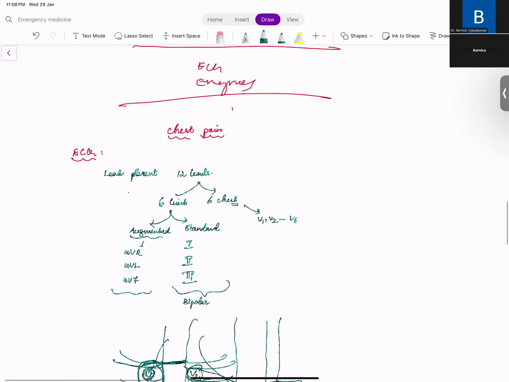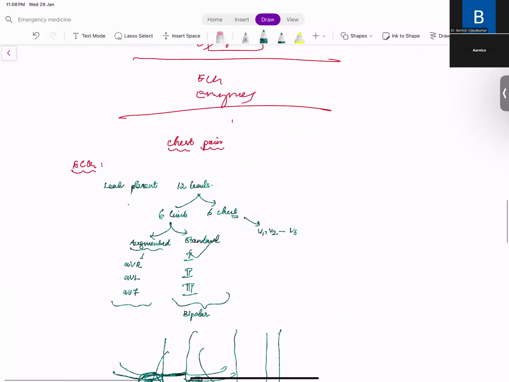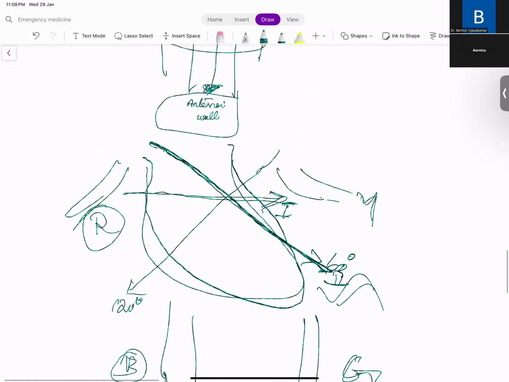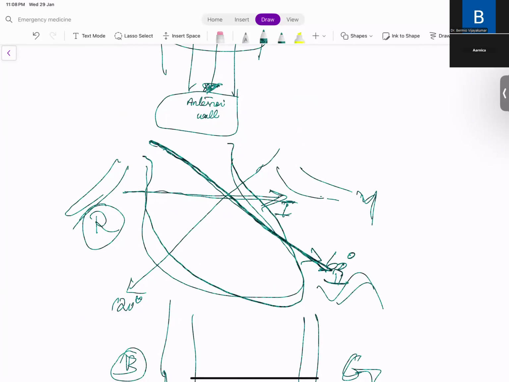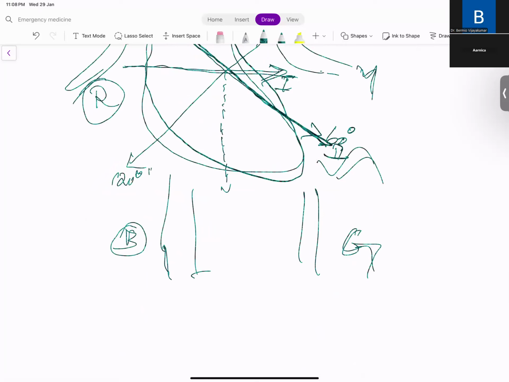Okay, so the lead 1, 2, 3 we have discussed. Now what about AVR, AVL and AVF? It is in between these two. It is in between. For example, between 60-degree and 120-degree, that is between lead 2 and lead 3, you have AVF, that is 90-degree axis.